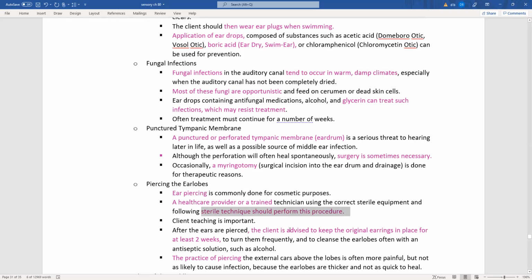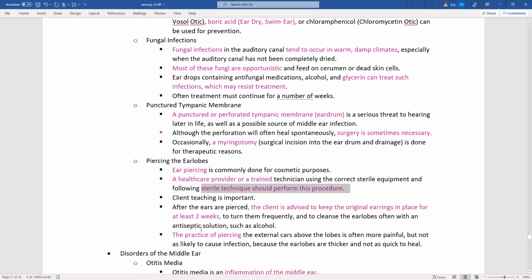After ears are pierced, the client is advised to keep the original earrings in for at least 2 weeks. We might have to know that. Don't try to go home and put them black blood diamonds in your ears after you just got your ears pierced. Keep in whatever the doctor or the trained technician put in your ear. Keep it in there for at least 2 weeks and cleanse the earlobes often with an aseptic solution such as alcohol.